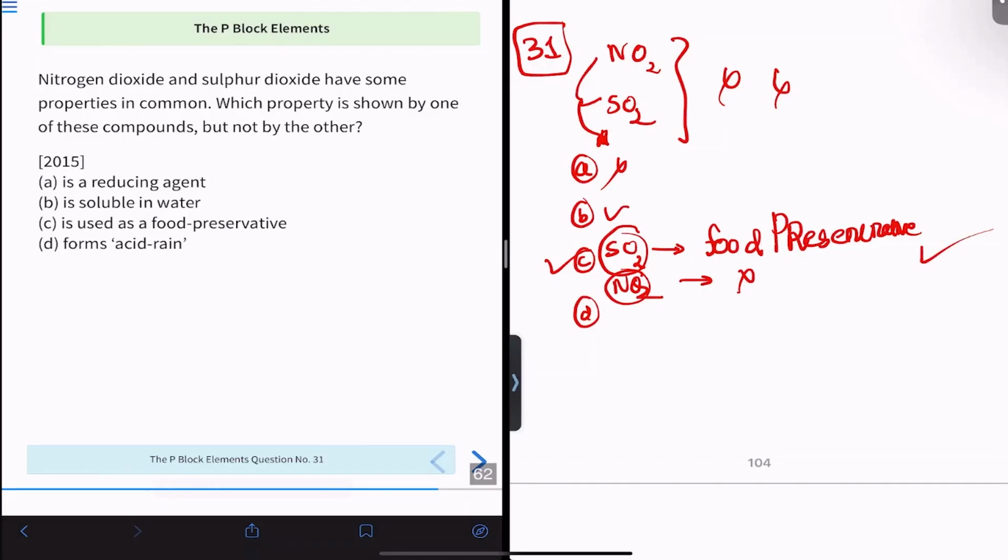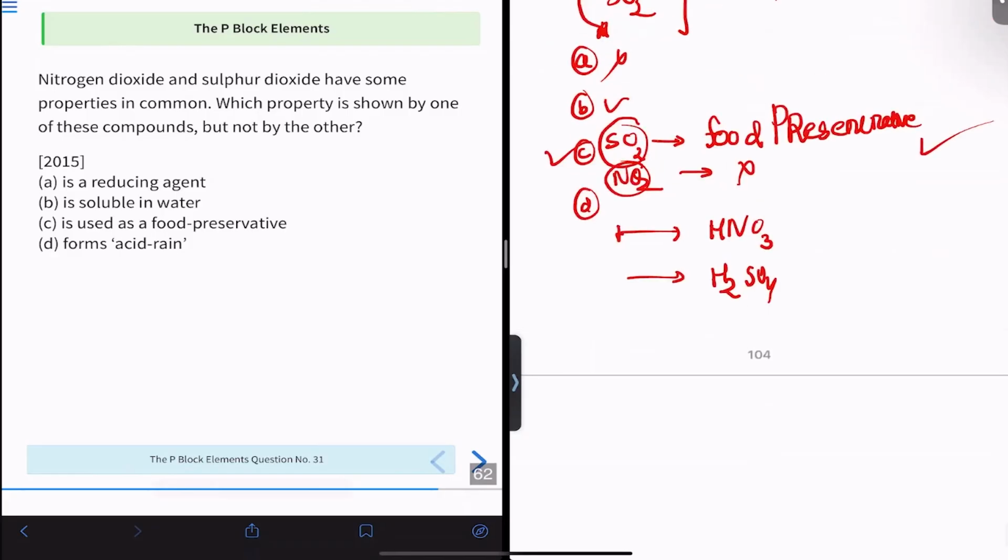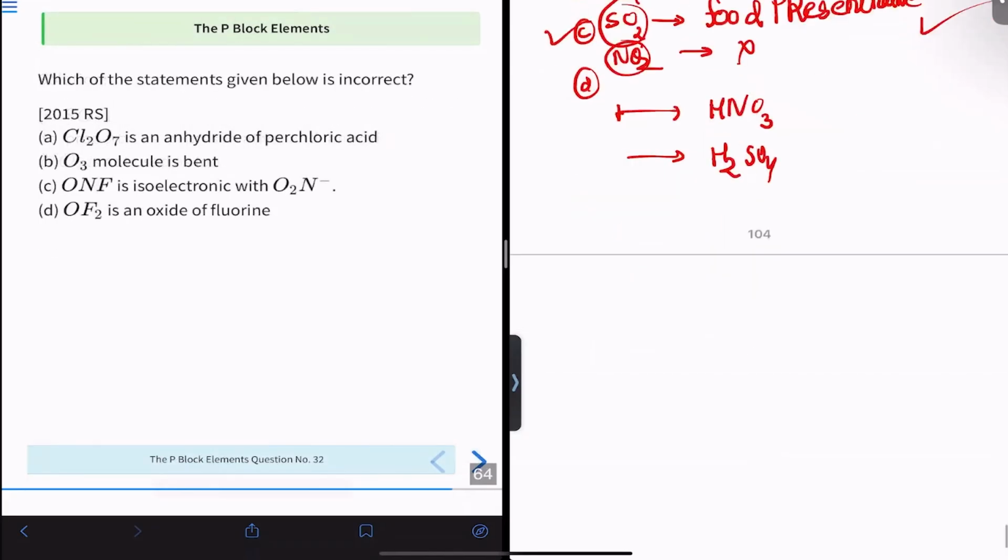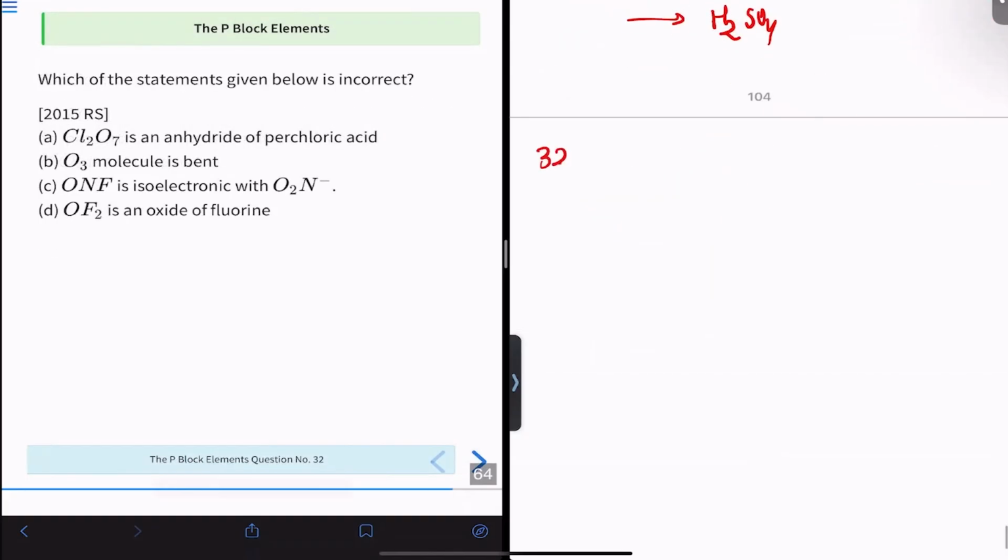And option D is they form acid rain. Yeah, acid rain. NO2 forms HNO3 and results in acid rain. SO2 forms H2SO4 and results in acid rain. So our answer is option C. With this, I'm moving to question number 32.